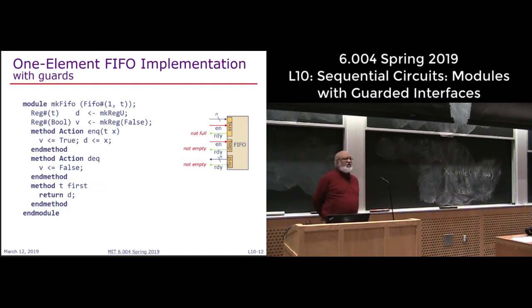So this is the implementation I had given you earlier for the FIFO, and now I want to guard it. I want to introduce guards in this, right? So notice this green. What is this green saying over there?